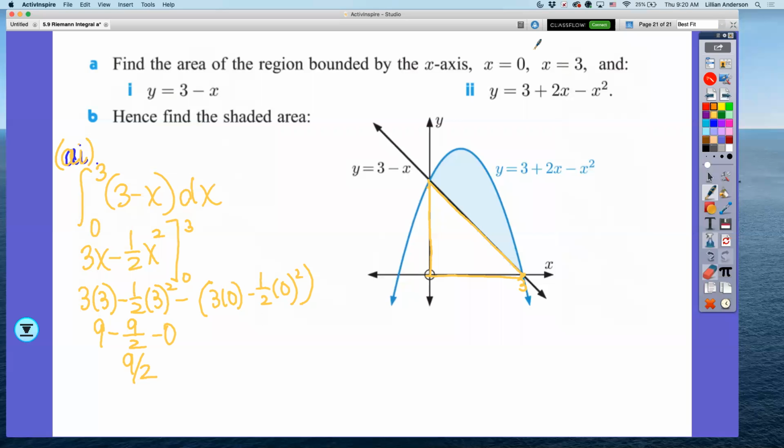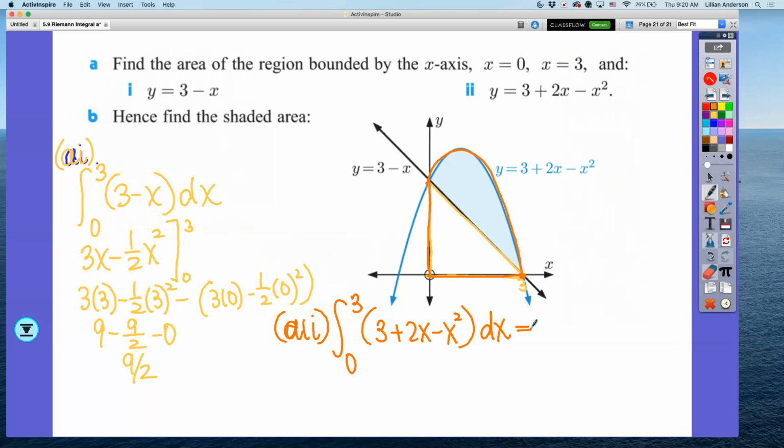So for A(ii), I'm doing the same thing. I'm doing the integral bounded between x equals 0, x equals 3, the x-axis, and the curve. So what's my lower bound? Upper. And then I have my curve, my function. Don't forget about the dx. What did you guys get for the area? 9.